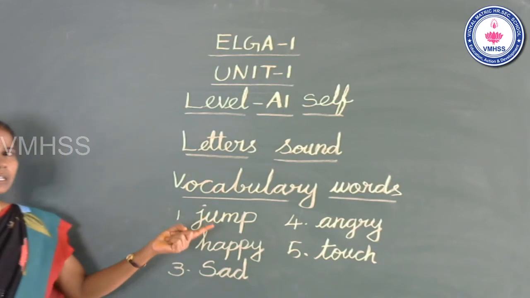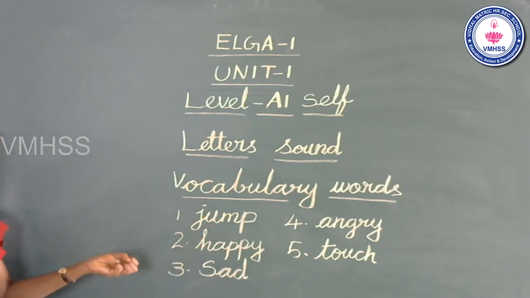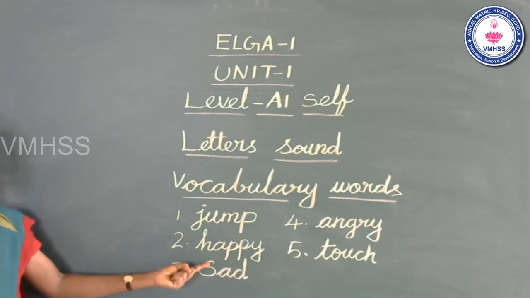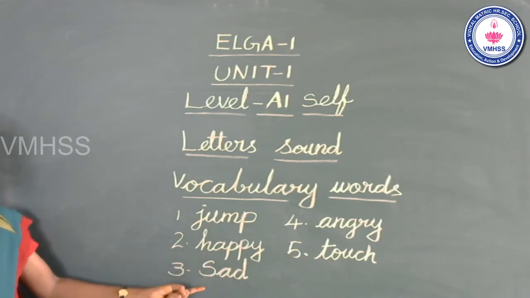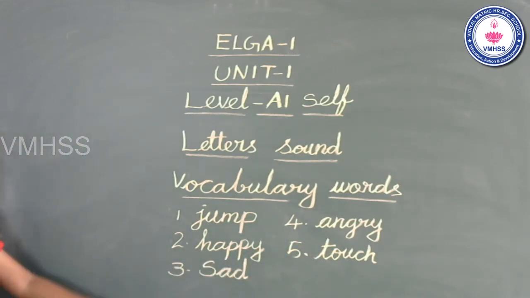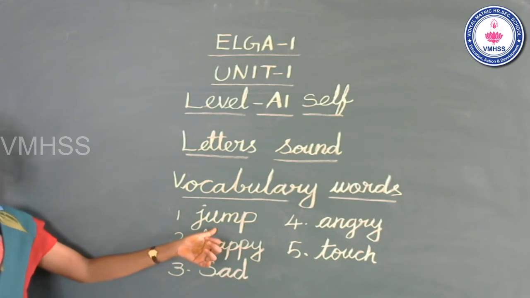Today we are going to learn 5 vocabulary words. First one, jump. Second one, happy. Third one, sad. Fourth one, angry. Fifth one, touch. Students, listen carefully. Repeat after me. Jump. First one, jump.